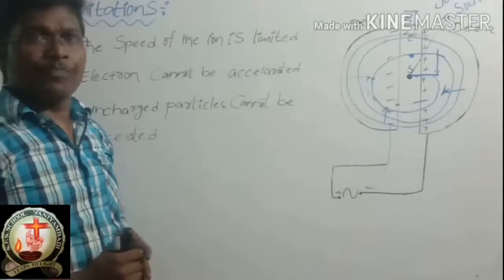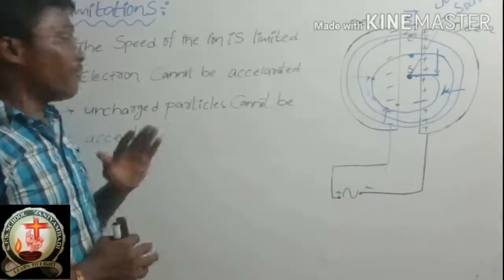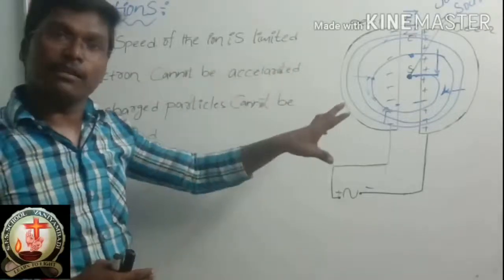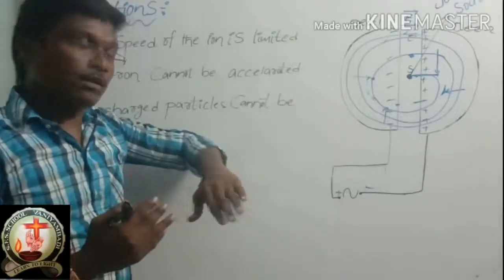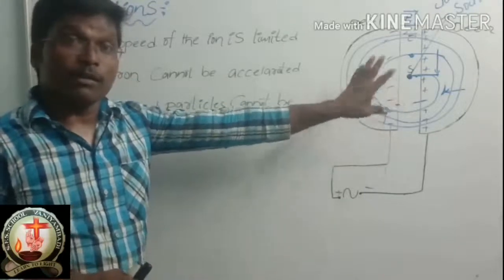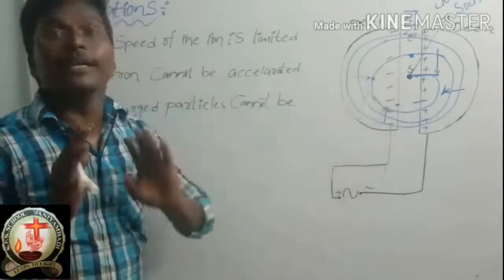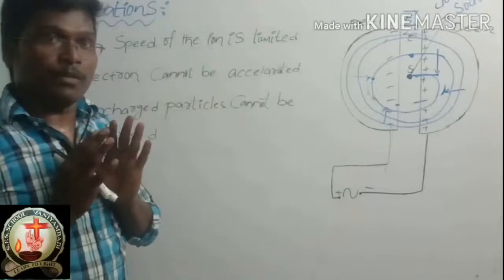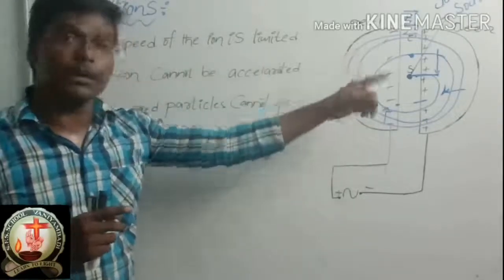Now the limitations of the cyclotron. We will see now. The first limitation of the cyclotron is that the speed of the ion is limited. I told you already from 20 minutes back that the ion source is releasing one positive charged ion. The speed of that charged ion is limited when it is revolving in a circular path.